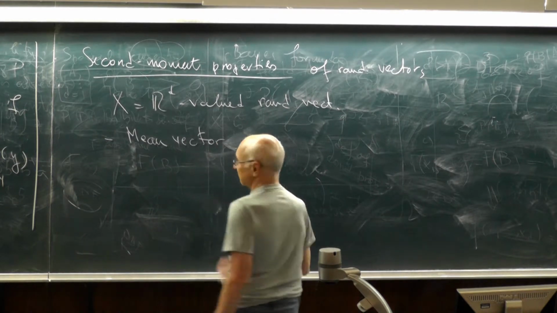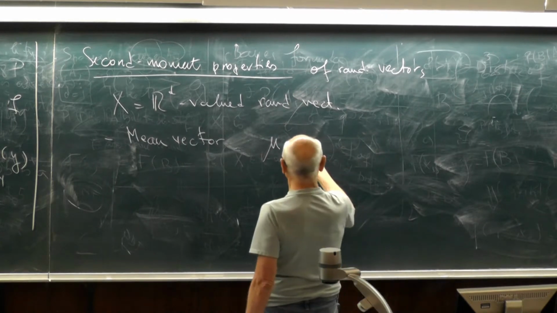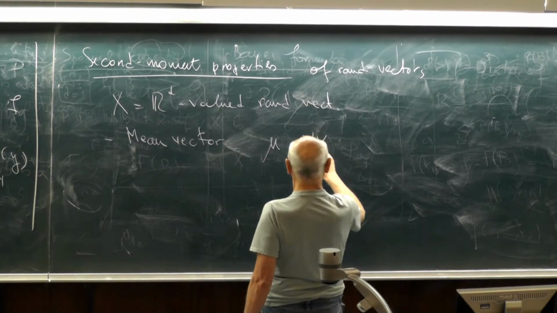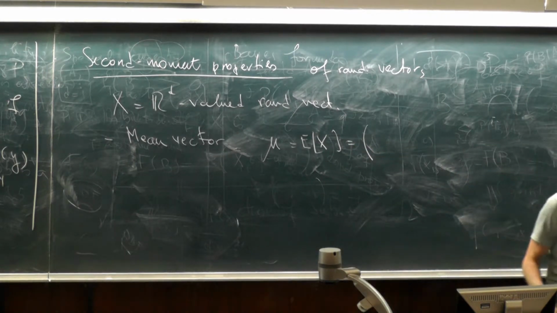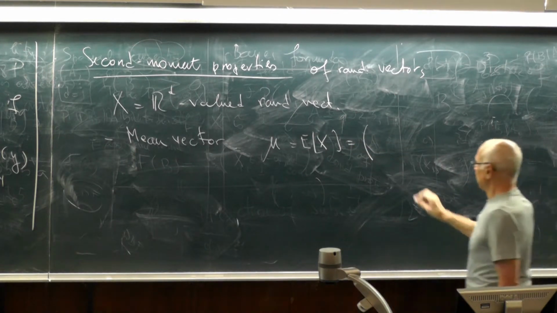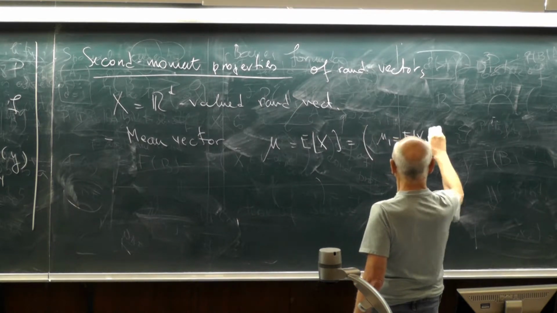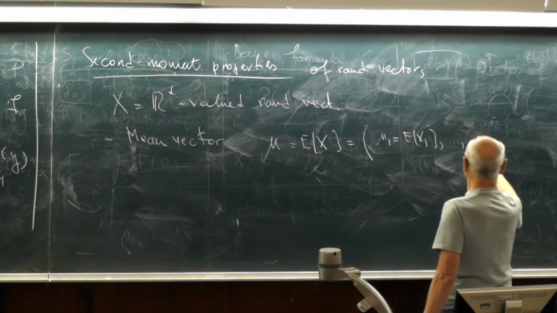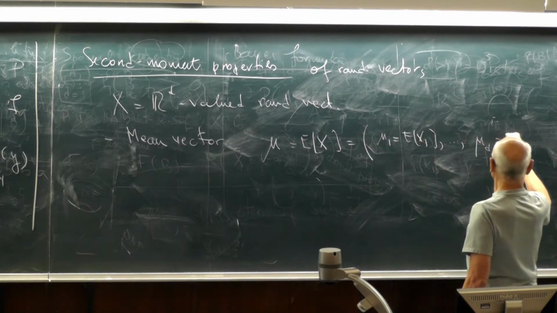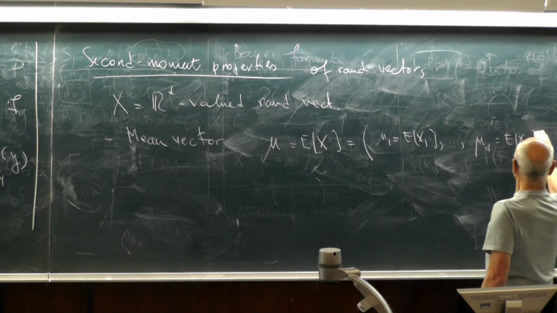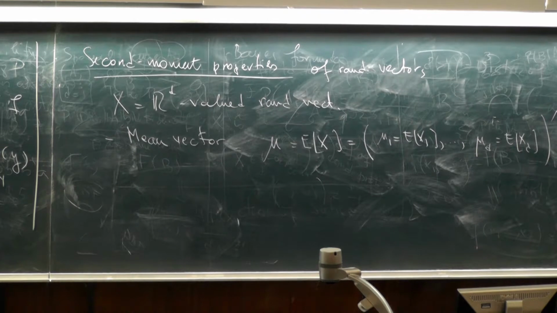So mu, this is a vector, is the expectation of X, and is simply the expectation of each component of the vector. That is, mu_1 is the expectation of the first component, and so on. Mu_d, I said d dimension, right, is the expectation of the last component. Usually we look at them as a column vector, and that I put the transpose.